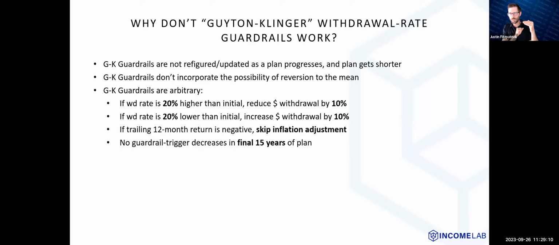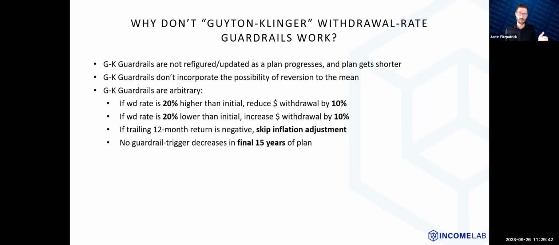So if I started at 5% and my lower guardrail, the point at which I would decrease my income, was 6, it's 6 throughout the plan. If my upper guardrail, the one that allowed me to spend more, was 4%, it's 4% throughout the plan. So nothing is being updated to reflect the fact that as people age, their risks change. A 6% withdrawal is not the same for an 80-year-old as it is for a 60-year-old.